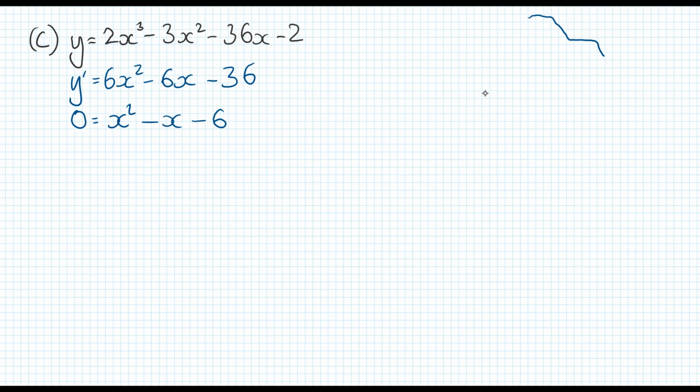Now I can go through and use the quadratic formula, but I don't think I need to here because I can just use the fact that what two numbers times together to give minus 6 and add together to give minus 1, well, that's going to be minus 3 and plus 2. So my brackets look like this.